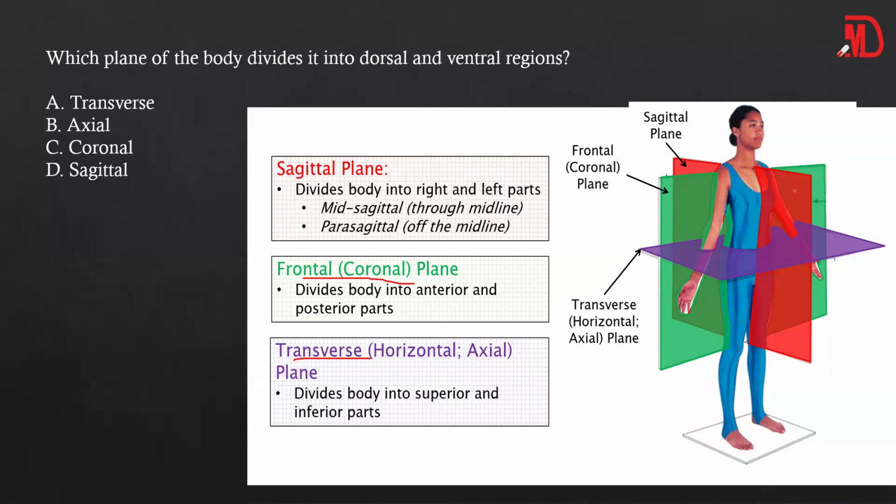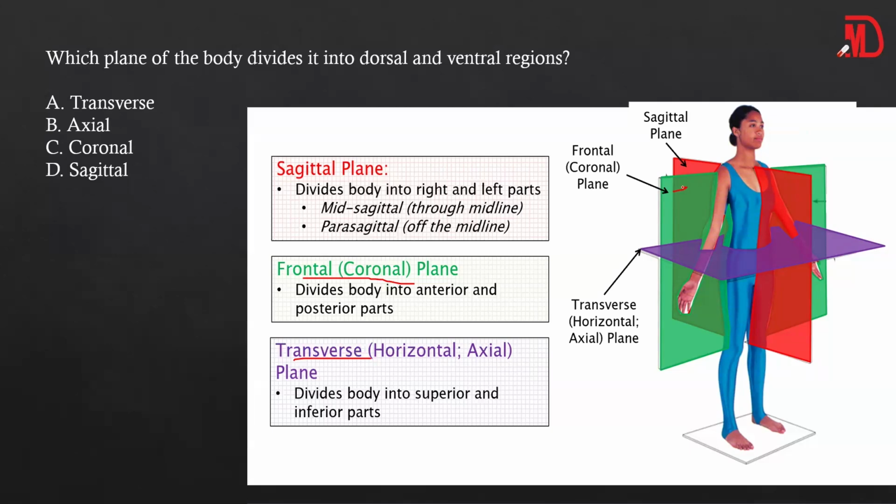All right. Then we have the frontal or the coronal plane. This divides the body into anterior and posterior parts. So this green over here will divide your body into posterior and anterior parts, which means dorsal and ventral. Dorsal, which is posterior, and ventral, which means anterior. So the frontal plane does this work.